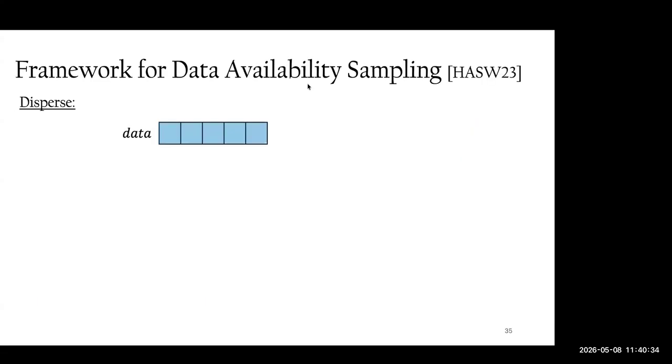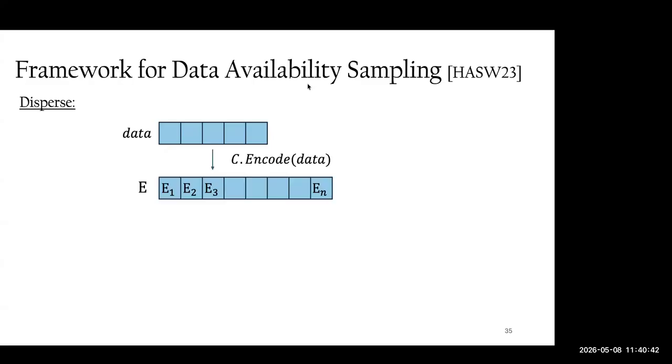It's relatively straightforward. Okay, so how do we build DAS from these two building blocks? The main thing is, what does a disperser do to disperse the data? The first thing it will do is, of course, encode the data with the erasure code and get an encoding E1 to En. The second thing it will do is also commit to the data using the commitment scheme. So the commitment becomes your public reference, or the paperclip.